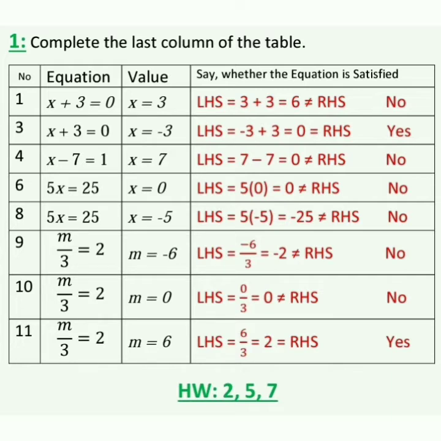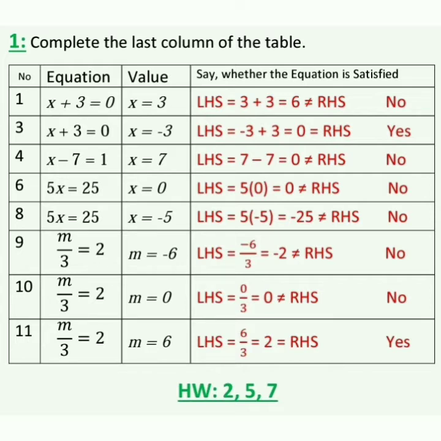Now the fourth one, x minus 7 is equal to 1, then x is equal to 7. So after substituting the value, 7 minus 7 is equal to 0, which is not equal to right hand side. So the answer is no. Sixth one, 5x is equal to 25 and the value of x is equal to 0. So substitute x is equal to 0 in the given equation. Therefore 5 into 0 is equal to 0, which is not equal to right hand side. So the answer is no.